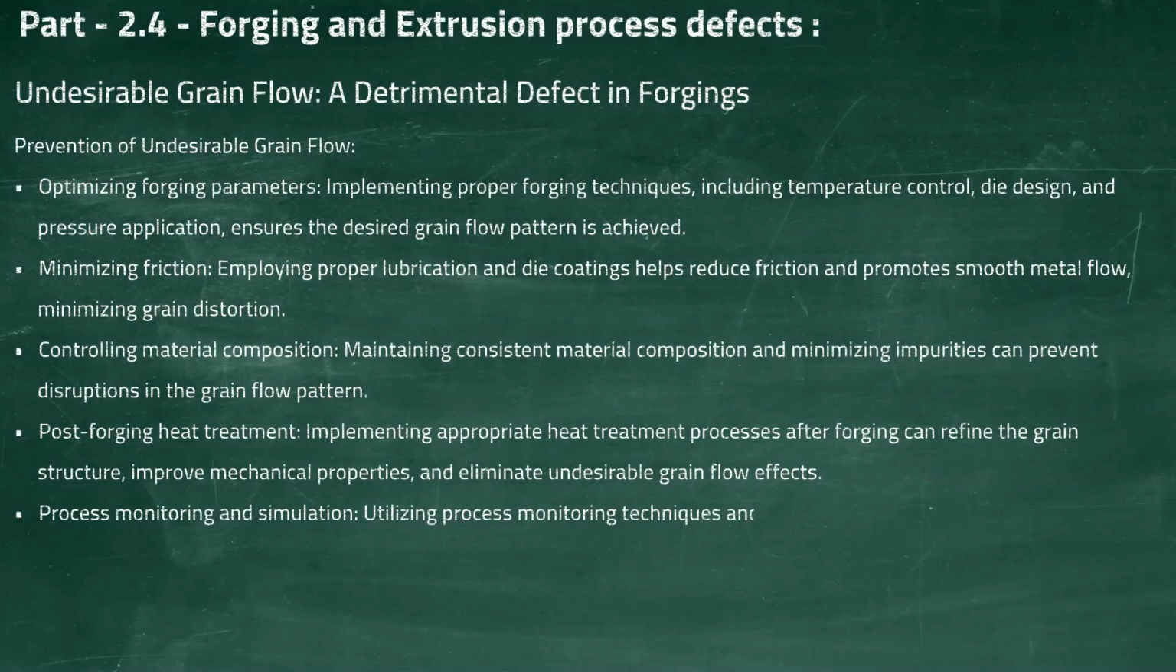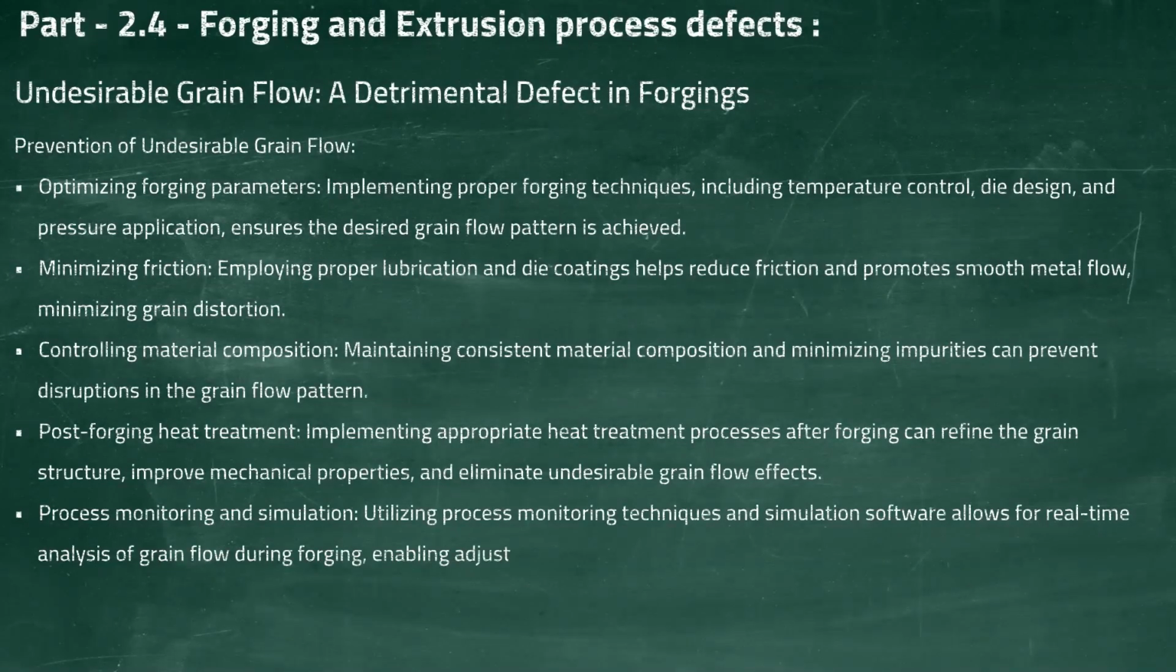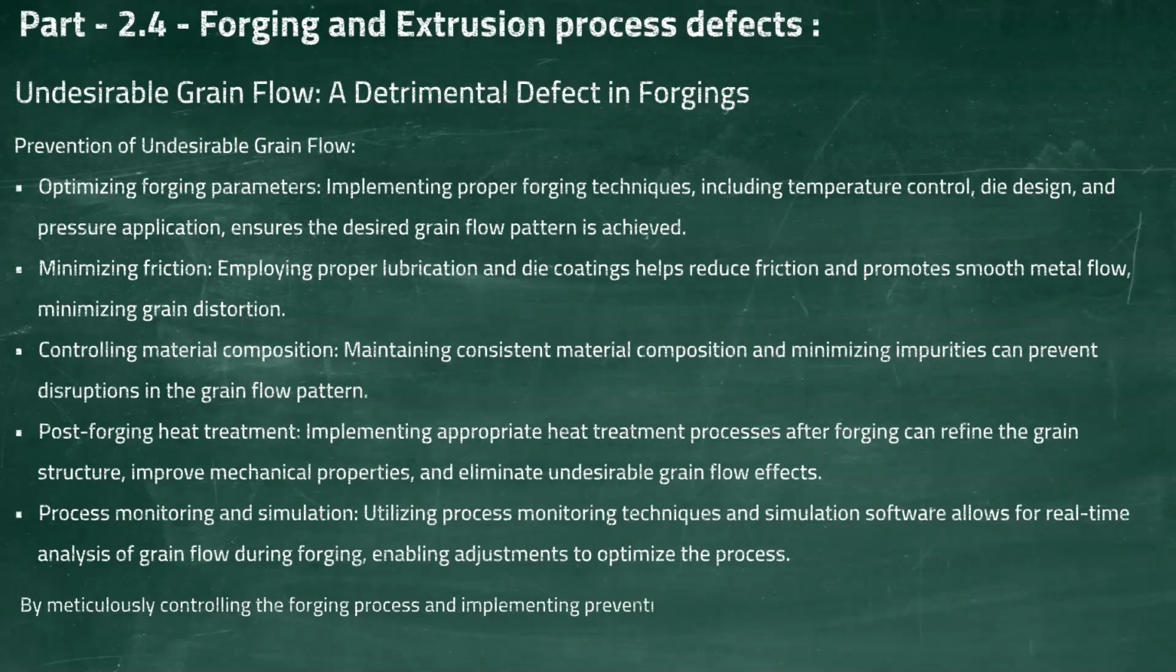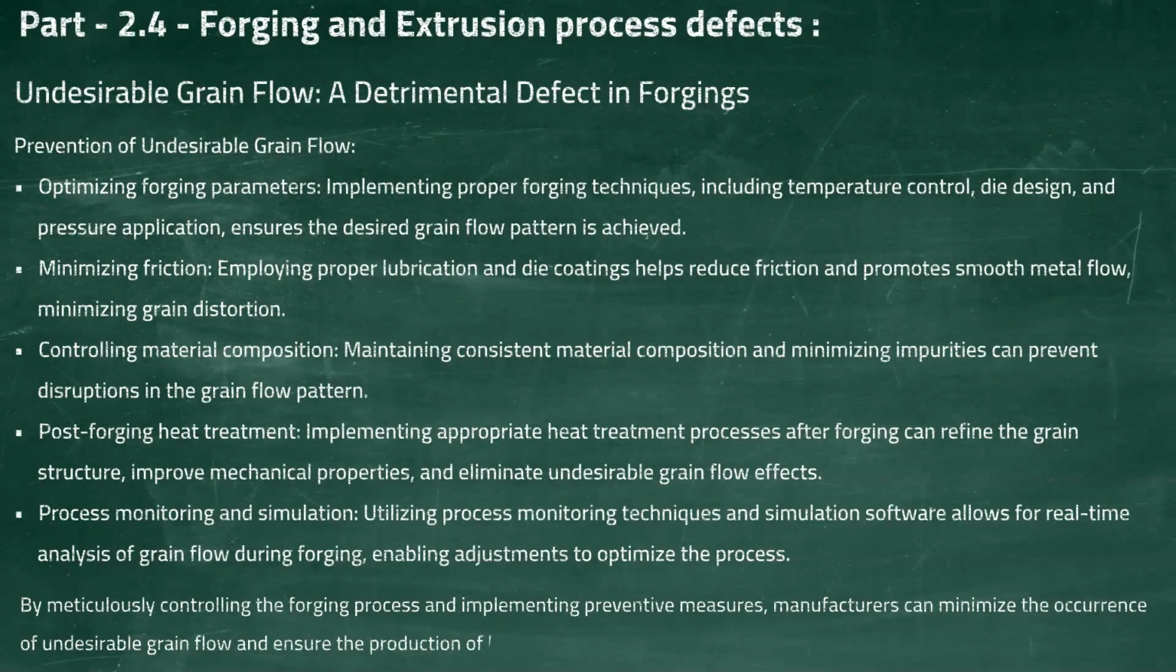Utilizing process monitoring techniques and simulation software allows for real-time analysis of grain flow during forging, enabling adjustments to optimize the process. By meticulously controlling the forging process and implementing preventive measures, manufacturers can minimize the occurrence of undesirable grain flow and ensure the production of high-performance forged parts with reliable mechanical properties.